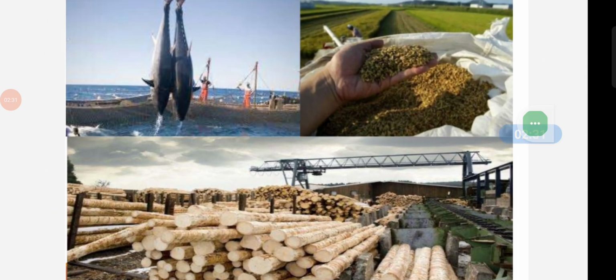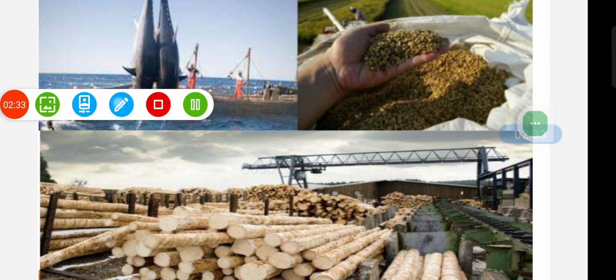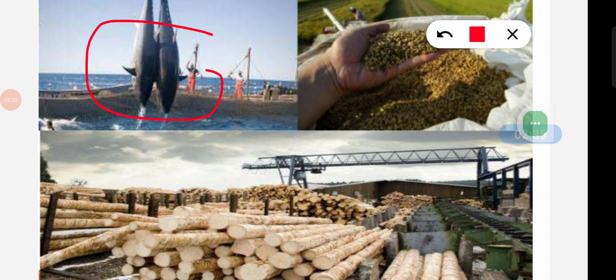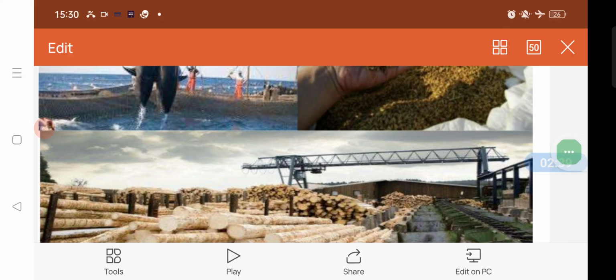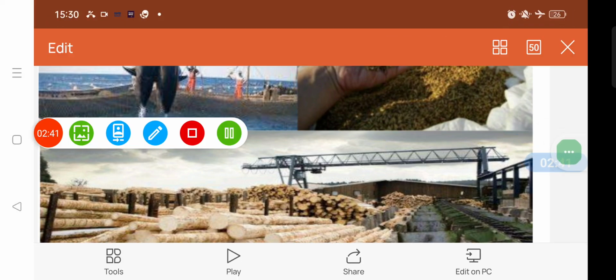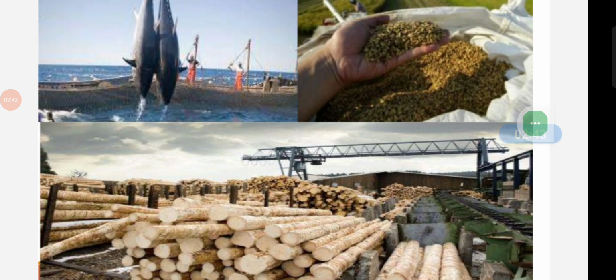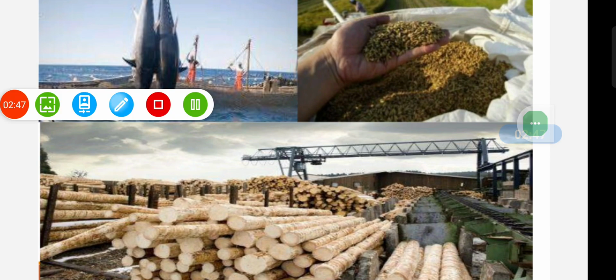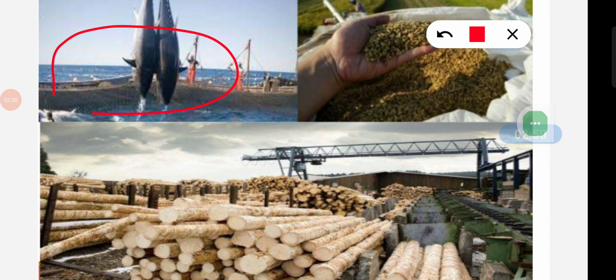Next, you can see some pictures: fishing work and producing crops. Here you can see four pictures which define primary sector activities, like fishing, producing crops, and forestry of bamboos. So these are pictures and examples of the primary sector.